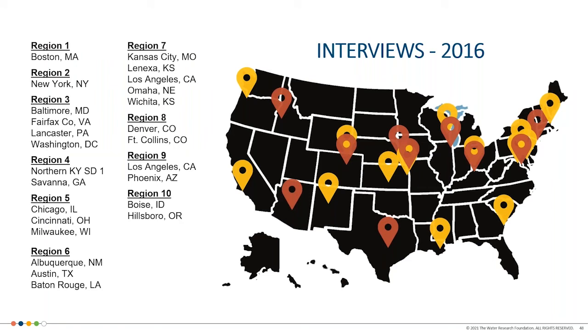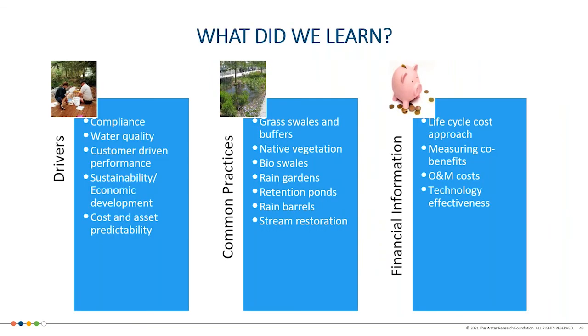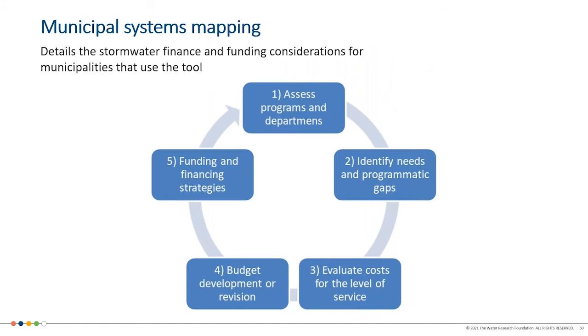We made sure that we represented all 10 EPA regions, and we interviewed 24 communities. We found out, like I said, the drivers, what's going to drive them to use the CLASIC tool, what common practices or technologies these folks wanted to know about and include in the tool, and what types of financial information are going to be best for them to have built into the tool so that they can make good decisions for their own projects moving forward. Jenny?